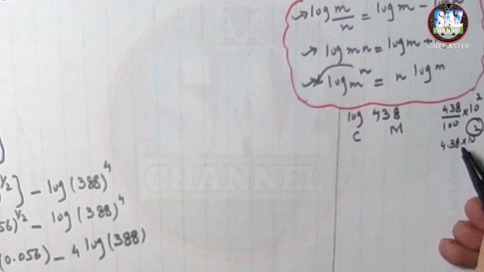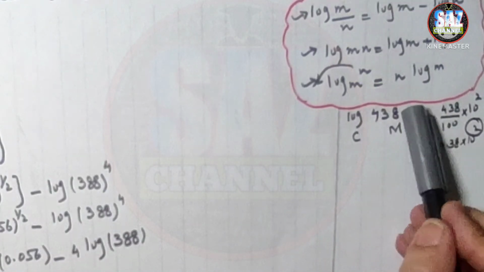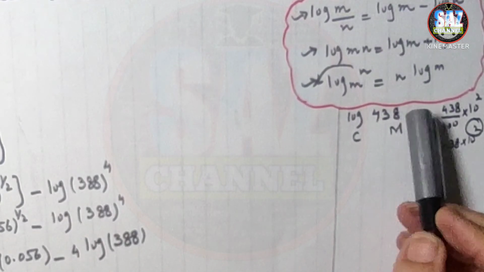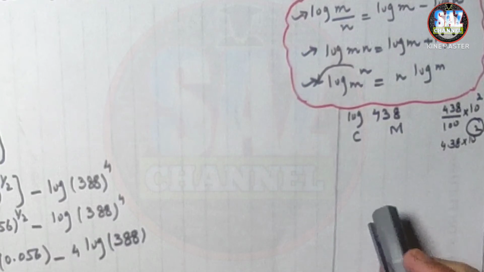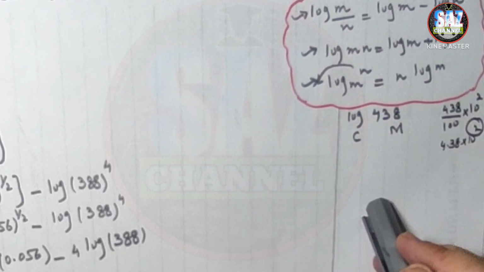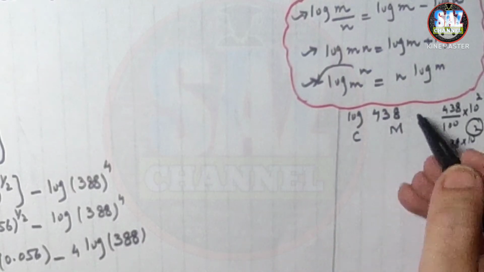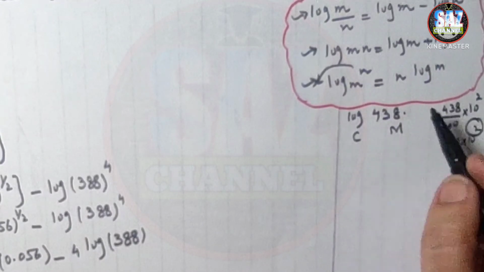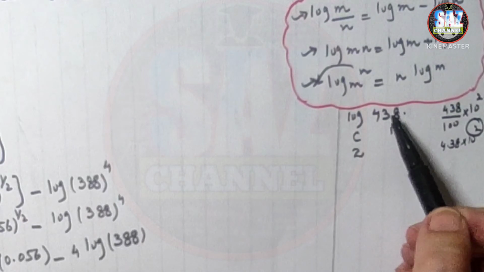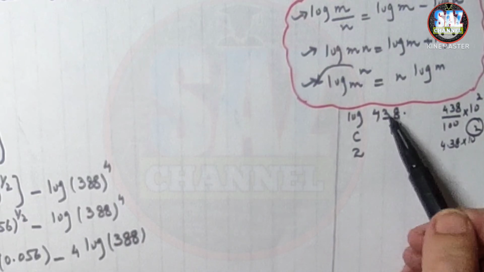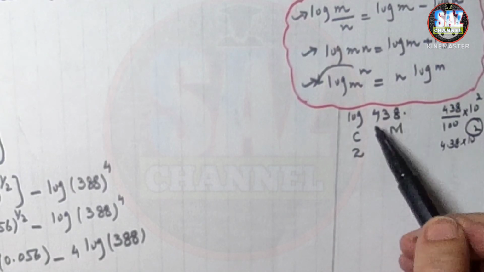One way is this, and the other way is that the characteristic of the number, as this number is greater than 1, the characteristic of the logarithm of a number which is greater than 1 is always 1 less than the number of digits in the integral part of the number. Here in the integral part of the number we have 3 digits, so the characteristic will be 2, according to the rule that the characteristic of the logarithm of a number greater than 1 is always 1 less than the number of digits in the integral part.